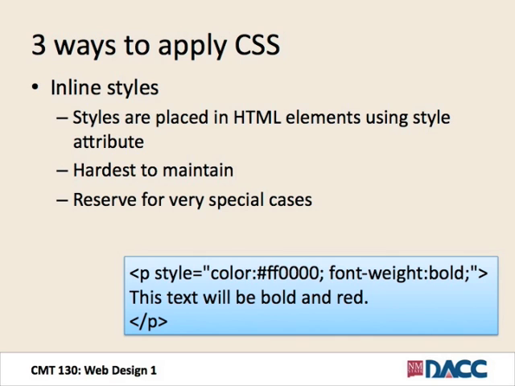There are three ways to apply CSS to HTML. The first way is called inline styles. Here, the CSS is placed directly inside the HTML element using the style attribute. The example at the bottom of the page sets the color of this paragraph to red and the font weight to bold. Since the style attribute is used inside the tag, you only need the declarations. This style will only apply to this paragraph, not to any other paragraph on the page.